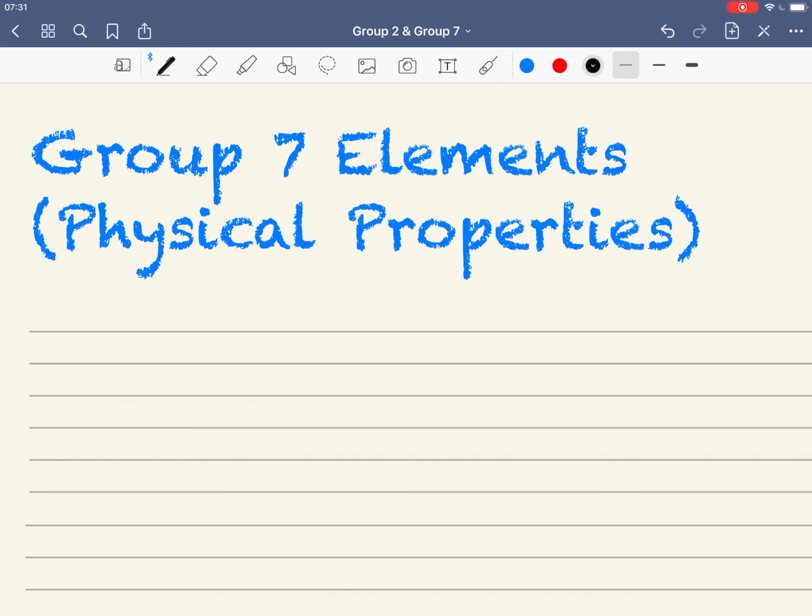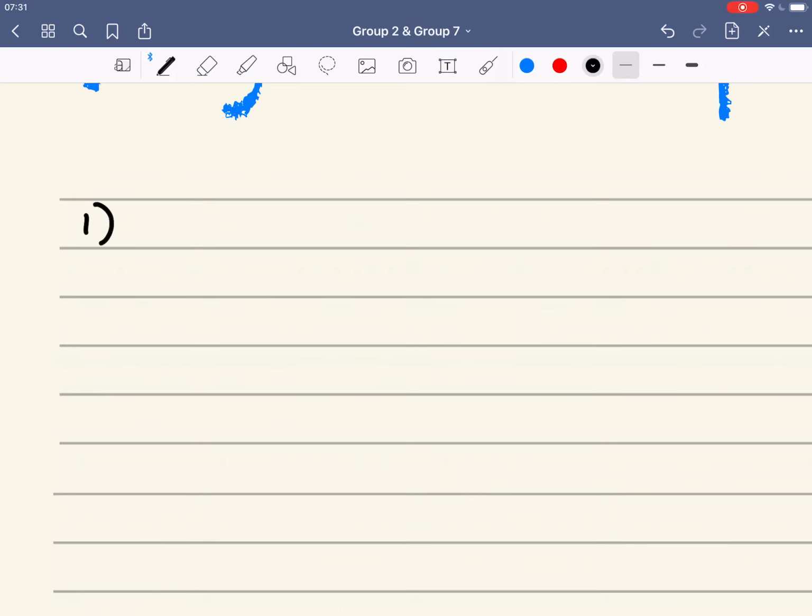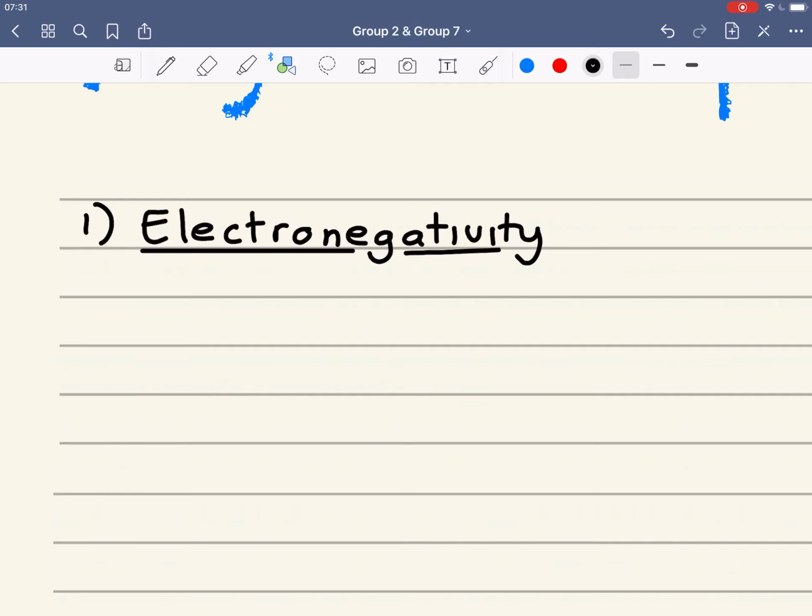Here we look at the physical properties of group 7 elements. Two physical properties we're going to look at are electronegativity and boiling points. So we'll start by looking at electronegativity. Electronegativity is a concept that we introduced in bonding, and you should be able to give a definition for electronegativity.